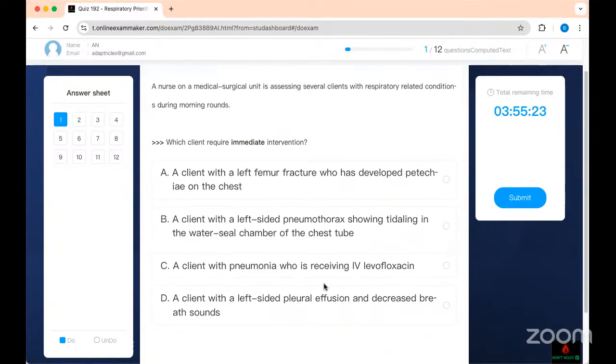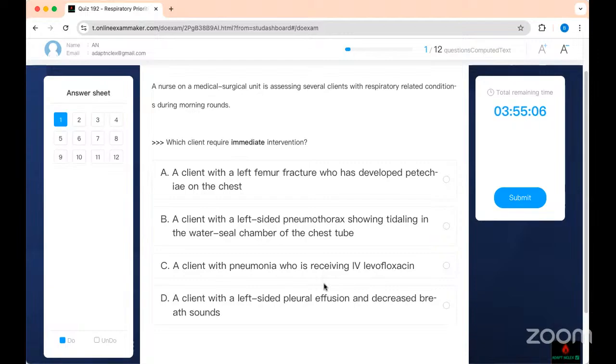Same thing, med unit. This is only for a patient. That means you have to pick one. Which one requires intervention? A nurse on a medical-surgical unit is assessing several clients with respiratory-related conditions during morning rounds. So who would she see?